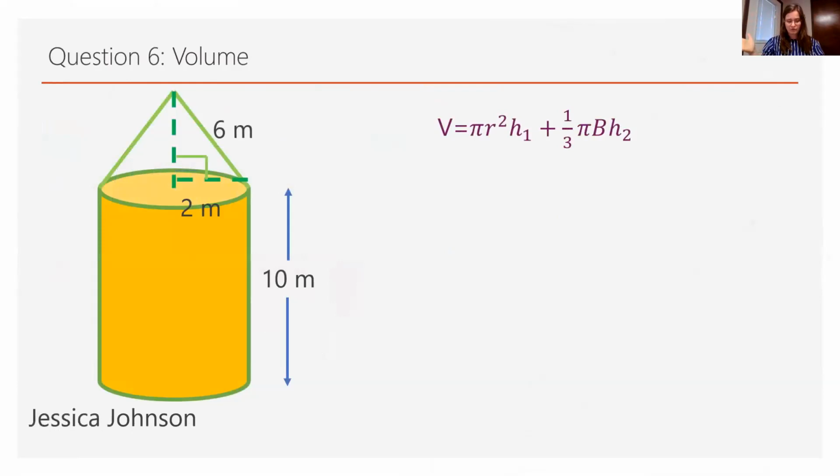Whatever will I do? I know what we can do. We can use that awesome Pythagorean theorem that we talked about earlier. Use the Pythagorean theorem and we get square root of 6 squared minus 2 squared equals 5.66 meters. Now we have the height of the cone.